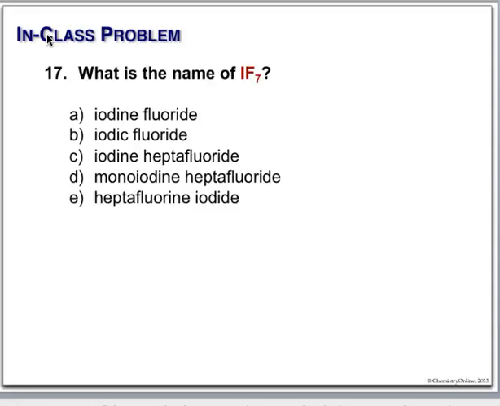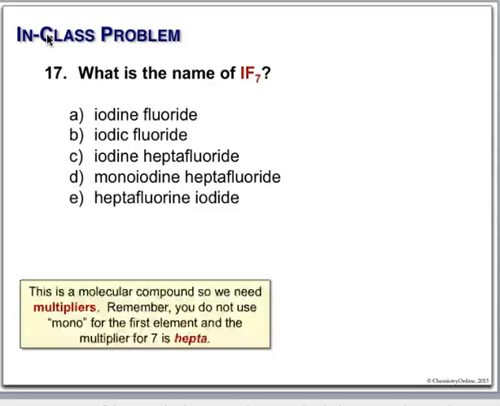That means we need multipliers, right? How do you say 7? Hept. So we're looking for a hept. We actually only see 2 of them, don't we? See how easy it can be to take an exam like this? We only have 2 to choose from now. Do we use mono in our first word? No. Therefore, this is simply iodine heptafluoride.